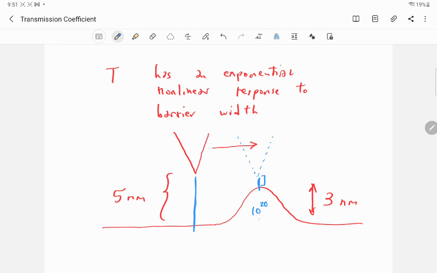You can resolve features on a surface that are 3 nanometers tall, so a couple of atoms tall, but you can actually, because of this sensitive dependence, this exponential nonlinear response to barrier width. The barrier width is the distance between the surface and the tip of the scanning tunneling microscope. That's W. Because of this nonlinear response, you can see fractions of a nanometer easily.